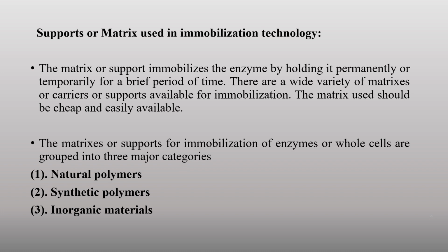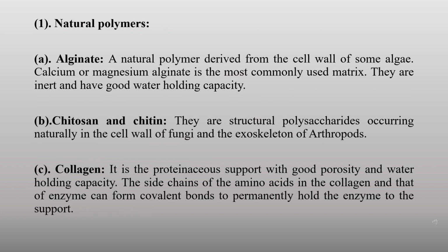The matrices or supports for immobilization of enzymes or whole cells are grouped into three major categories. The first category is natural polymers, the second category is synthetic polymers, and the third category is inorganic materials. Natural polymers. Alginate. A natural polymer derived from the cell wall of some algae. Calcium or magnesium alginate is the most commonly used matrix. They are inert and have good water holding capacity.